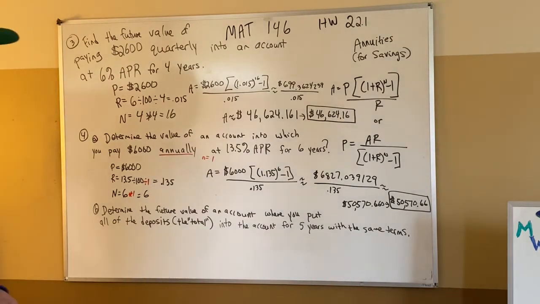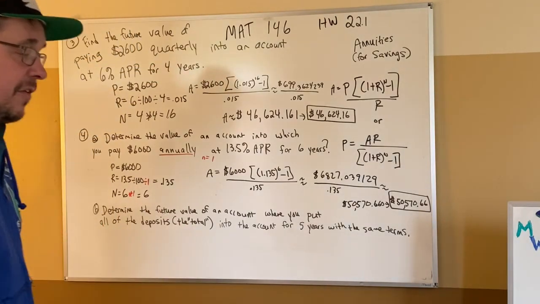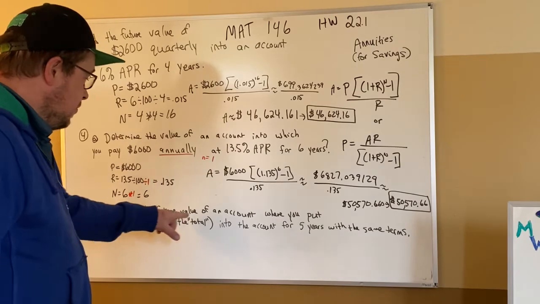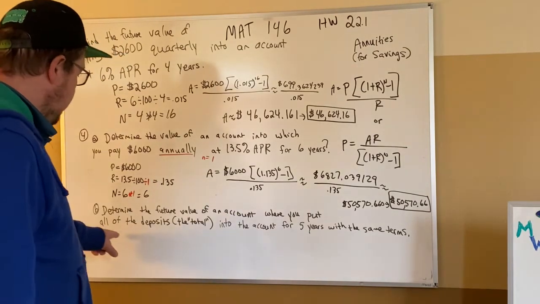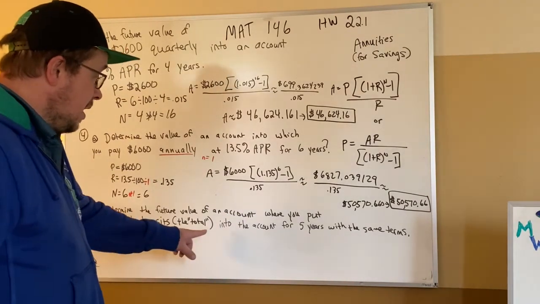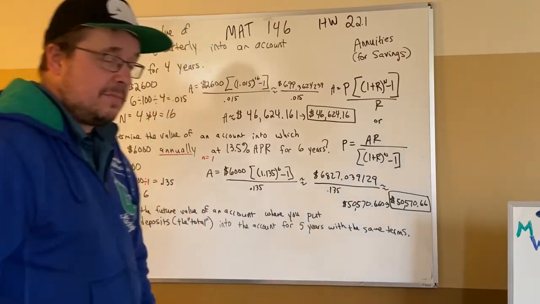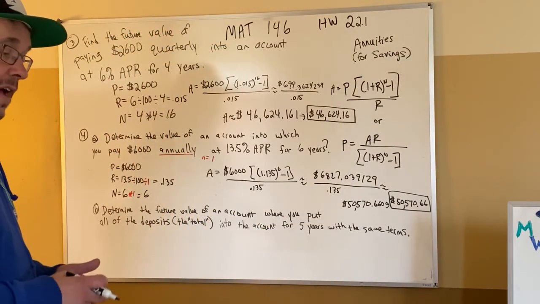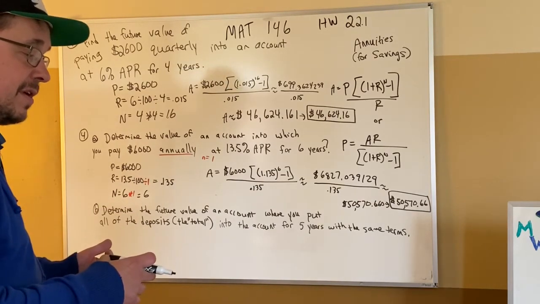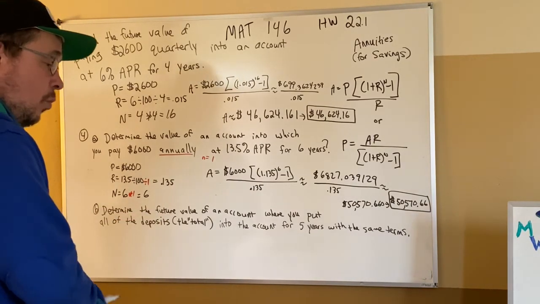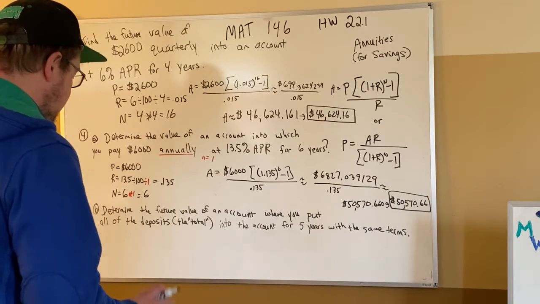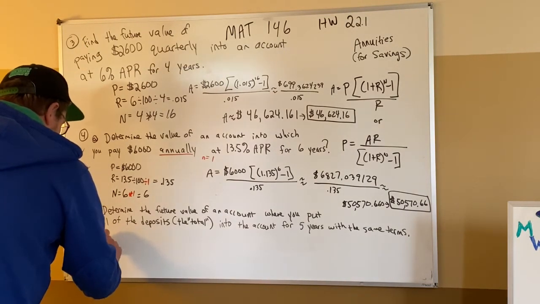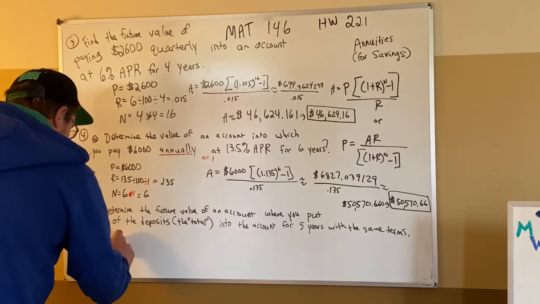That'd be the end of a normal problem, but this is going to say, let's look at other options. Suppose you also had the option to do this. Determine the future value of an account when you put all of the deposits, the total, into the account for 5 years with the same terms. You are not putting them in a little bit at a time. You're going to take all of the payments and put them in once and then leave them there. So that's going to go to the other form where we have compound interest, principal times 1 plus R to the power n.